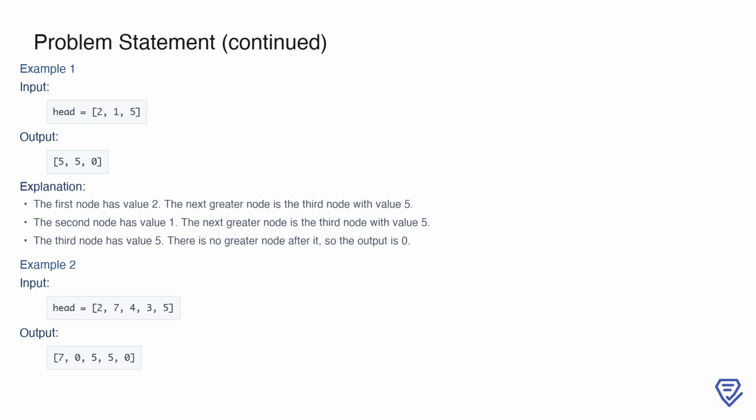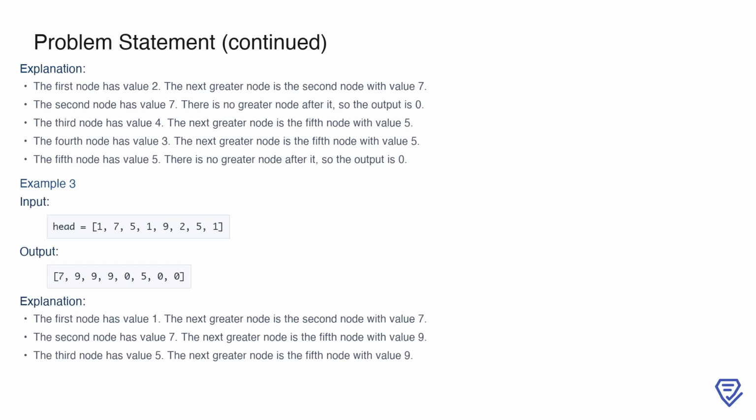its output is 0. Similarly, for a slightly more complex input like 2, 7, 4, 3, 5, the output is 7, 0, 5, 5, 0. The reasoning follows the same process: evaluate each node, and look for the first greater node appearing after it in the sequence. To further explain, let's break down the example: 2, 7, 4, 3, 5.